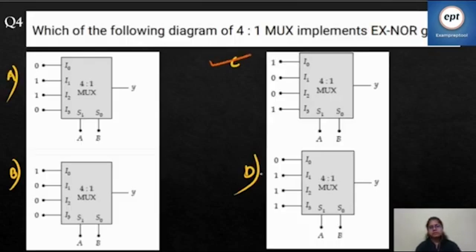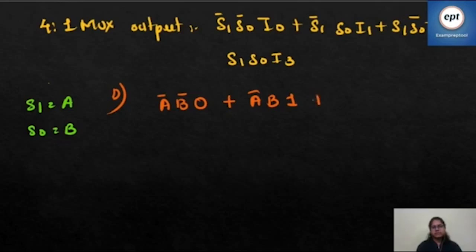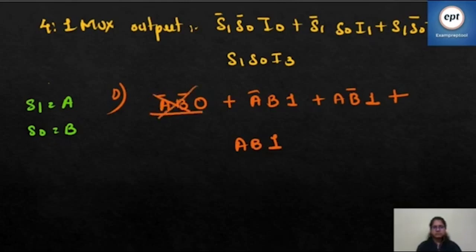Okay, but for the practice purpose, let's again solve for the option D. So if we solve for the option D, how the expression we will get? It will be A bar, B bar, and in the option D this is 0, A bar, B, I1 is 1, plus A, B bar, here I2 is also 1, plus A, B, I3 is 1. Okay, so this is what it is. Now this term will be 0, so we will cancel it out. Then we will get A bar B plus A B bar plus AB. So this is the term we will get.